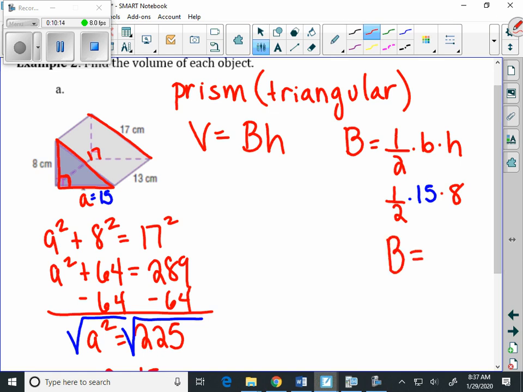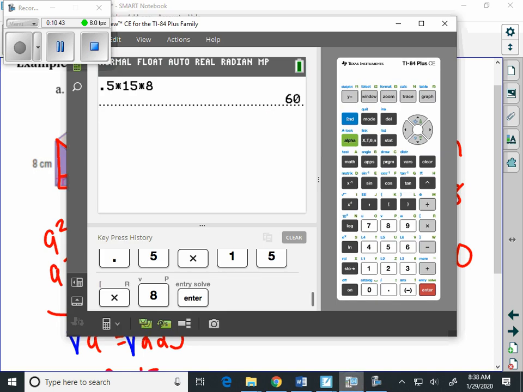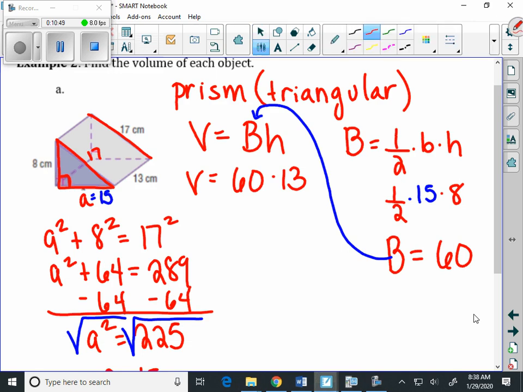So big B here, I took it and I broke it apart. Big B is 60. And maybe you need to do it separately, maybe you don't. But once we know that, we're going to take that value and put it back into our volume formula. And this is going to be 60, and the height of our figure is 13. And then when we figure out the volume, 60 times 13 gives us 780. Again, our cubic inches.